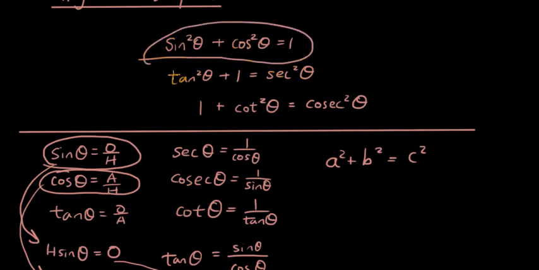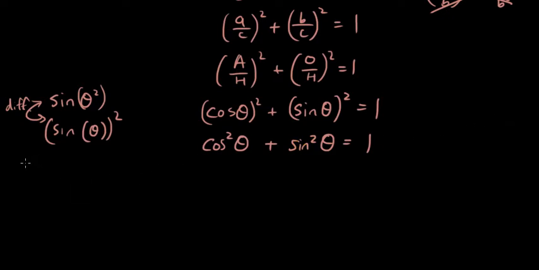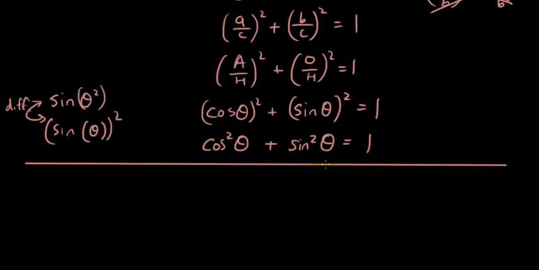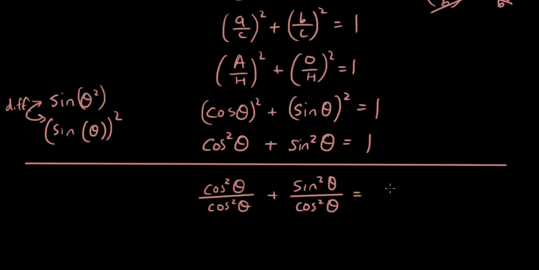identity. Let's now try and prove the second one, which is tan squared theta plus 1 equals secant squared theta. So how do we prove that? Well, from the first identity, cos squared theta plus sine squared theta equals 1. What I'm going to do now is divide both sides by cosine squared theta. So I'm going to go cos squared theta divided by cos squared theta plus sine squared theta divided by cos squared theta equals 1 divided by cos squared theta. So I'm dividing both sides by cos squared theta.